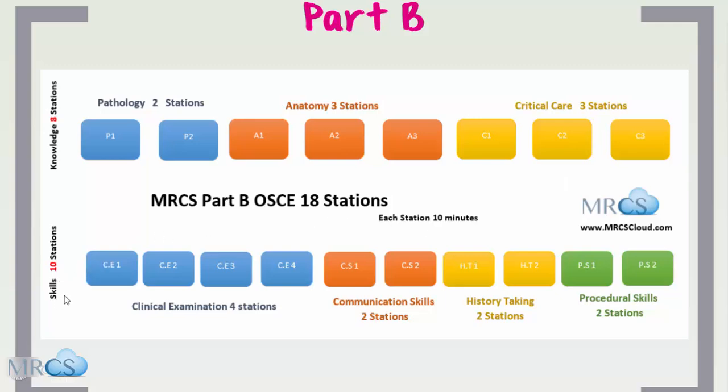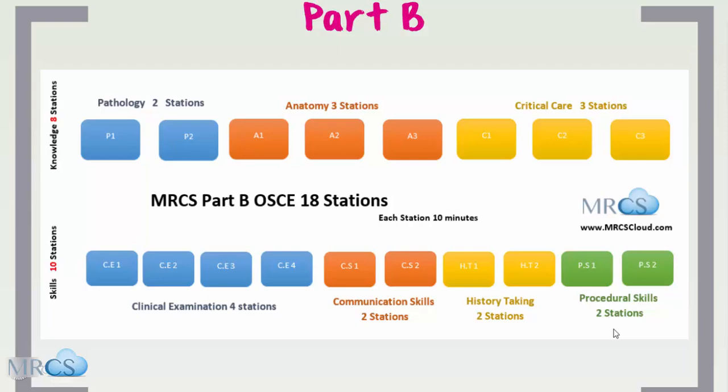Also the skills are 10 stations distributed as clinical examination in 4 stations. You have a patient or actor and you have to examine in a specific order. Another is clinical communication skills in 2 stations. It's about situations where you have to act and communicate with patients or relatives. Another is 2 stations in history taking, and the last 2 stations in the skills are procedural skills.